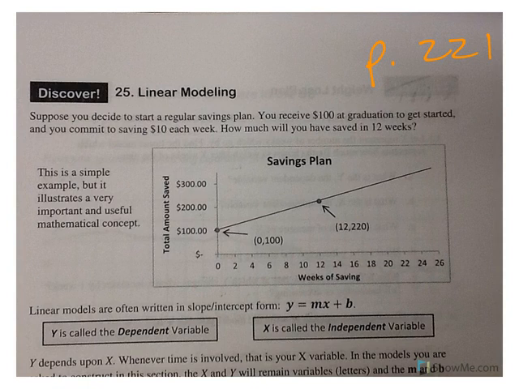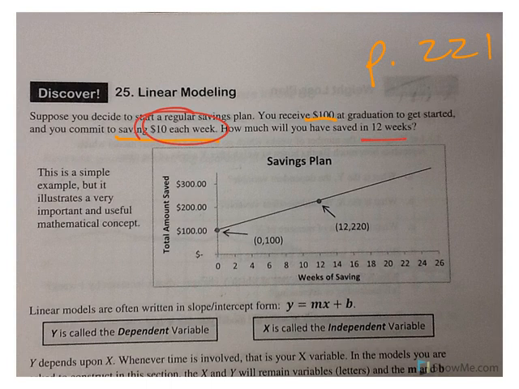have constant change. In this particular problem, you receive $100 at graduation, and you commit to saving $10 each week. This $10 is a constant change. Every week your account is going to get bigger by $10. So that is why we have linear modeling, because we have constant change.